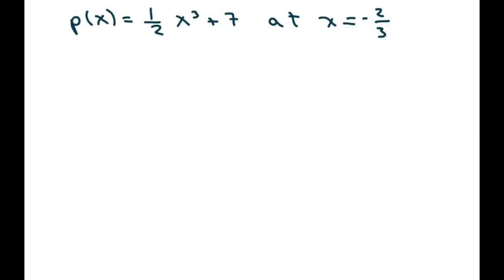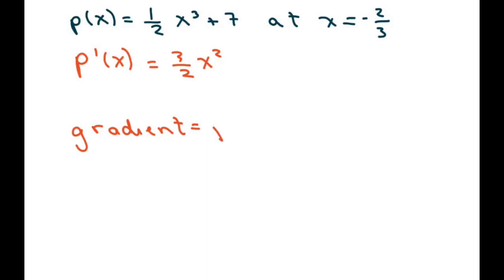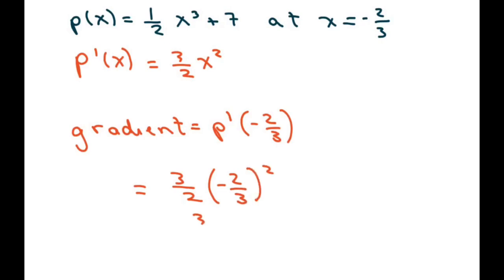The last one we have is p. So I'm going to go ahead and take the derivative of this. It's already simplified. That gives you 3/2 x squared, and then the gradient equals the derivative of p at negative 2/3. So we're just going to plug that in. And that equals 3/2 times 4/9. And that gives you 2/3.